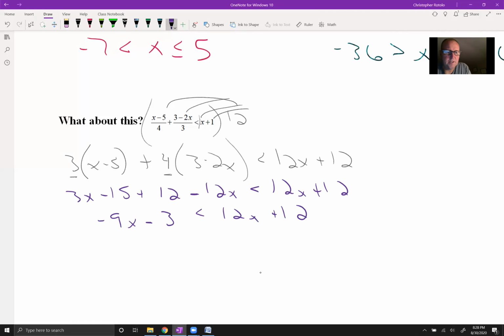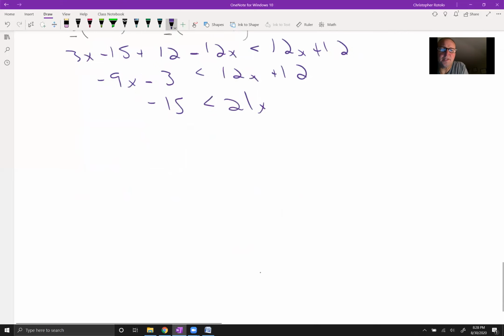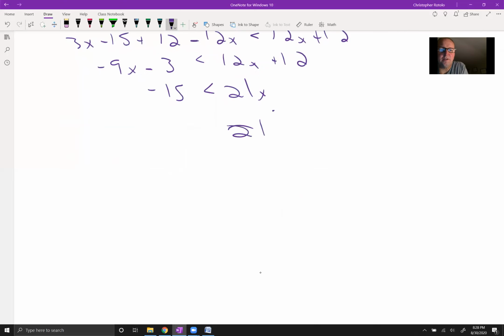And let's go ahead and add the 9x. So we're going to be at 21x over here, and subtract the 12 to get -15. Divide by 21. X, I divided by a +21, so we're going to keep x as greater than, shaped as a less than. I always read it from the variable. That way it makes more sense if we put it anywhere else. 15 over 21, that's going to reduce, both divisible by 3, so -5/7.